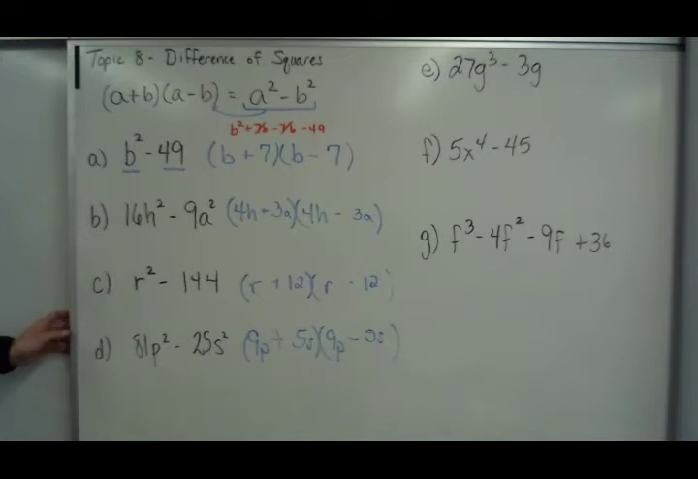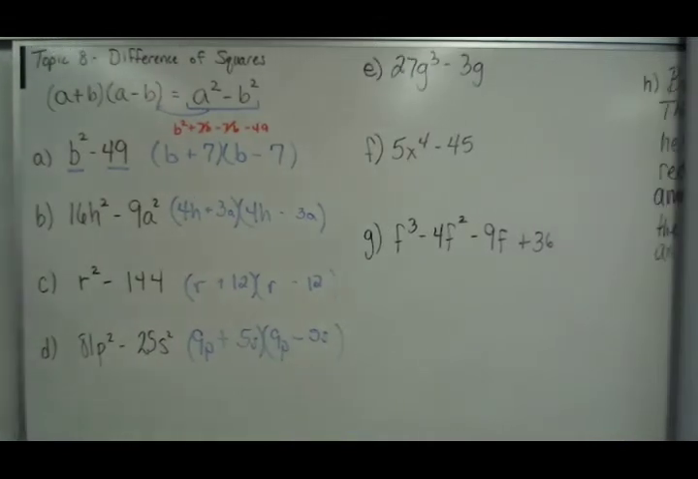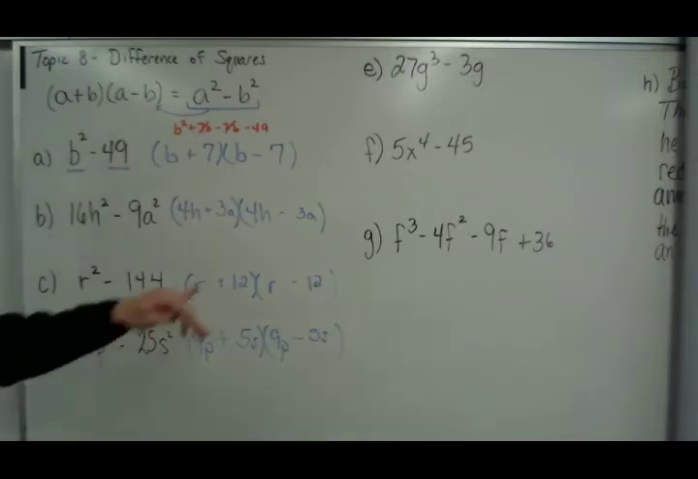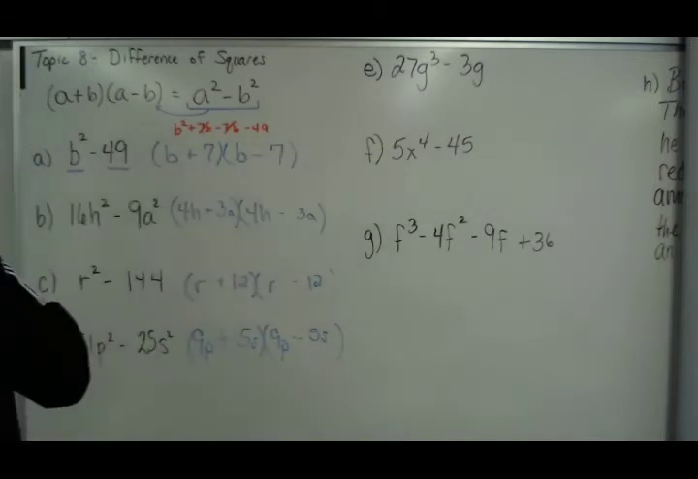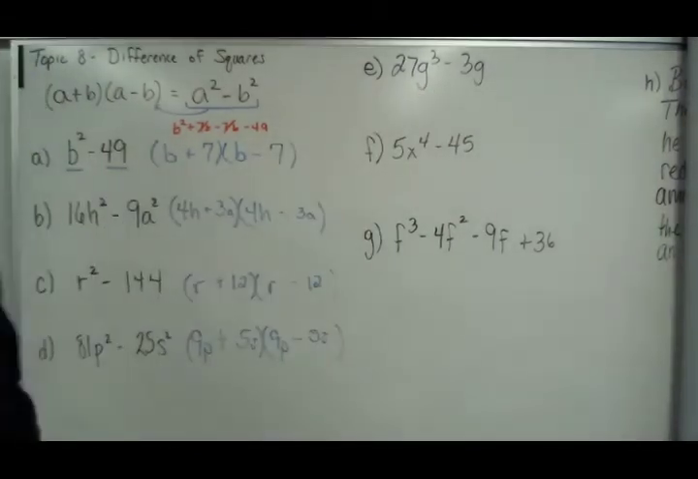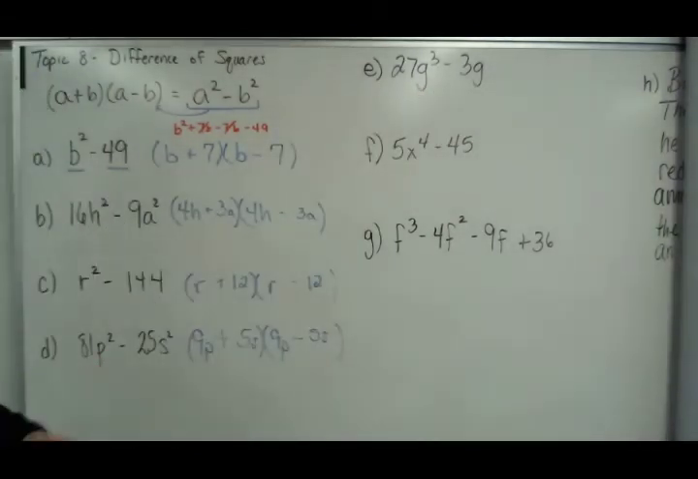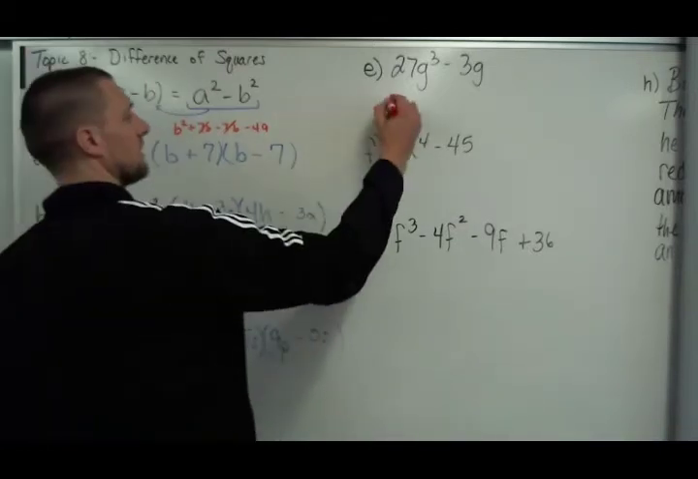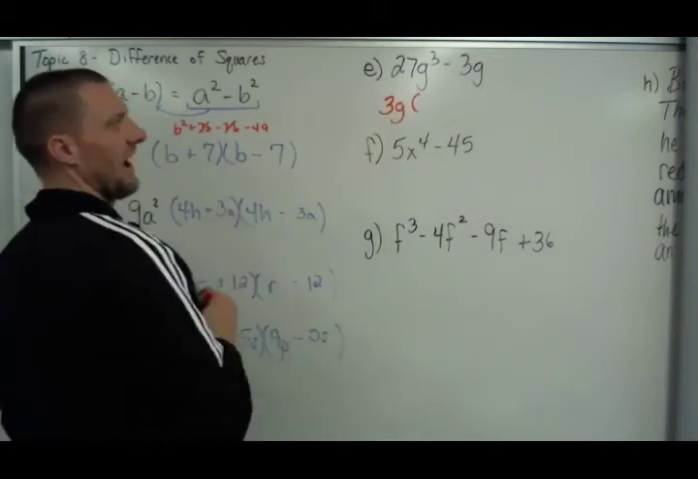Okay, those are the basic ones. We can also take this and extend this to some of the ideas that we saw last time. So for problems E, F, we want to look first and analyze. So 27, not a perfect square. 3 is not a perfect square. But if you look at those, they do have a greatest common factor. So between the two, the greatest common factor would be 3g. So I factor out that 3g.